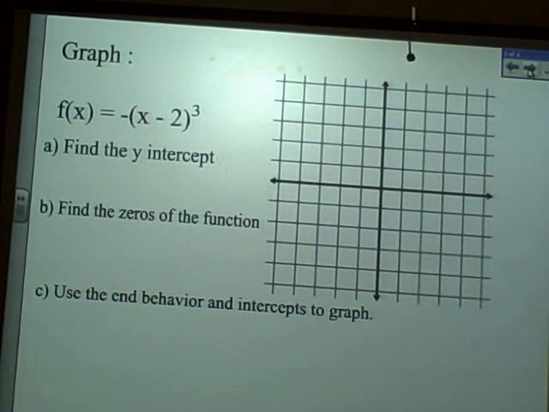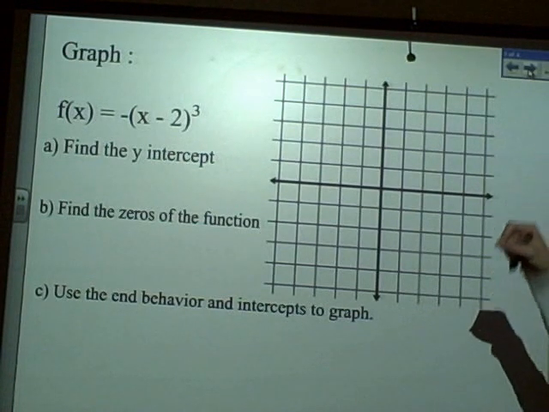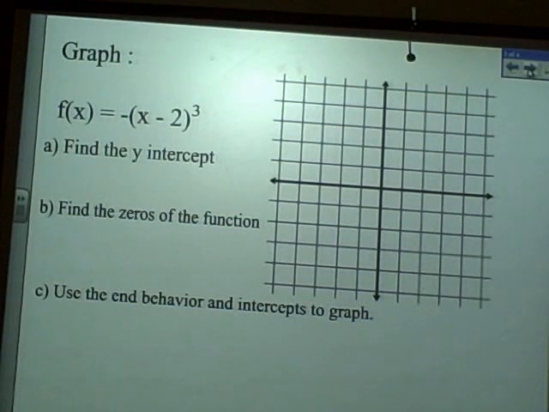Alright guys, here's another example. Again, same process. We're first going to find the y-intercept. Then we're going to find the zeros. Then we're going to use the end behavior and the zeros to sketch our graph. Y-intercept, you'll notice our function's a little bit different here.